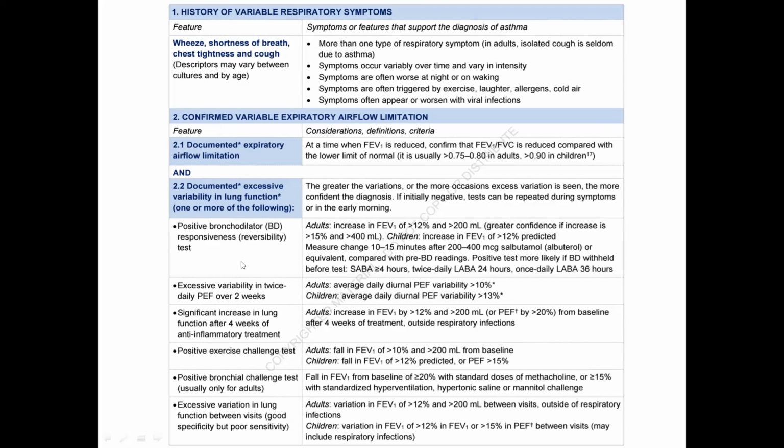And if spirometry is not available, we can go for peak expiratory flow meter, which is less sensitive compared to spirometer, and excessive variability in twice daily peak expiratory flow over 2 weeks. That is, an average daily diurnal PEF variability more than 10% is consistent with the diagnosis of asthma in a patient with characteristic symptom. We also have other tests to document variable expiratory airflow limitation like exercise challenge test, bronchial challenge test, but these tests are rarely used in clinical practice.